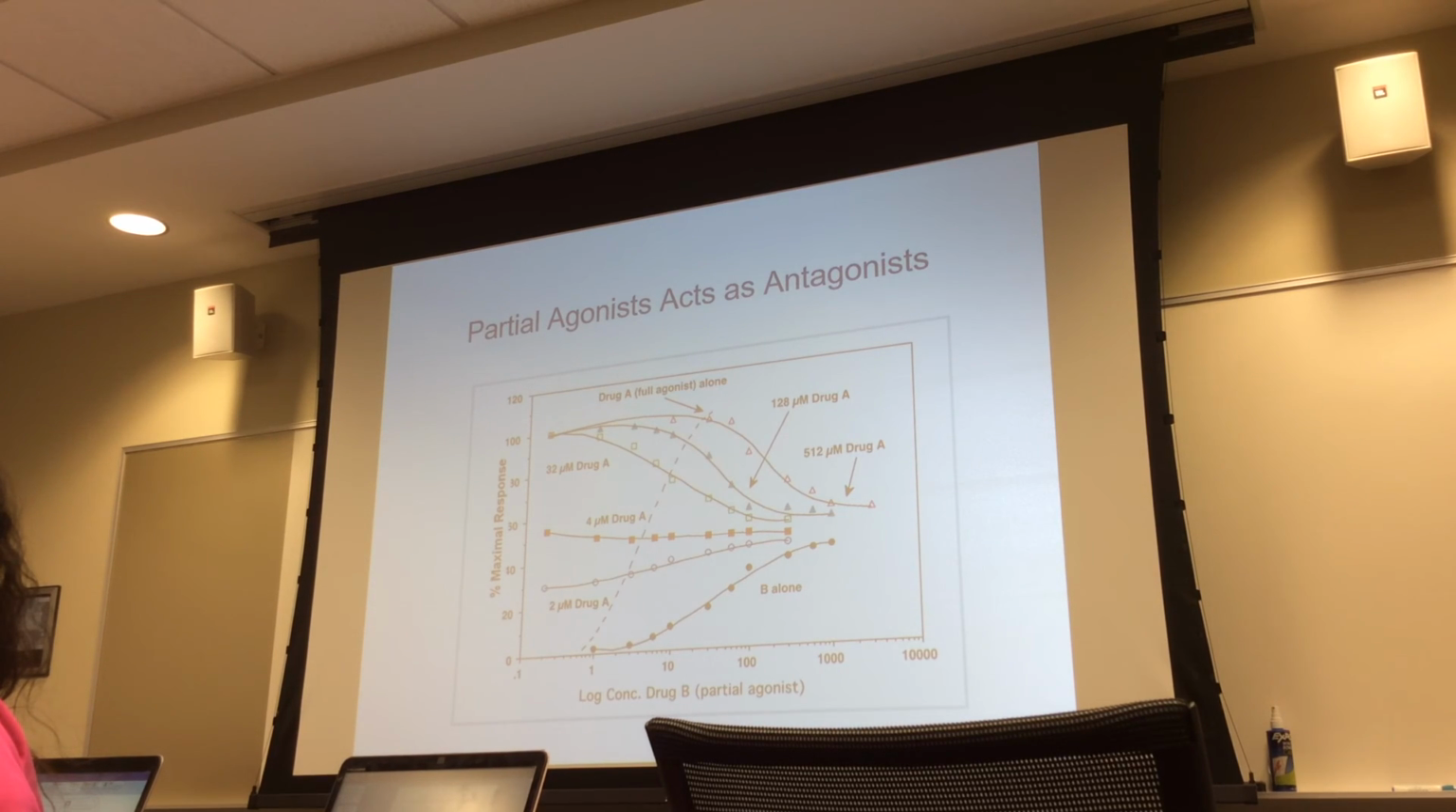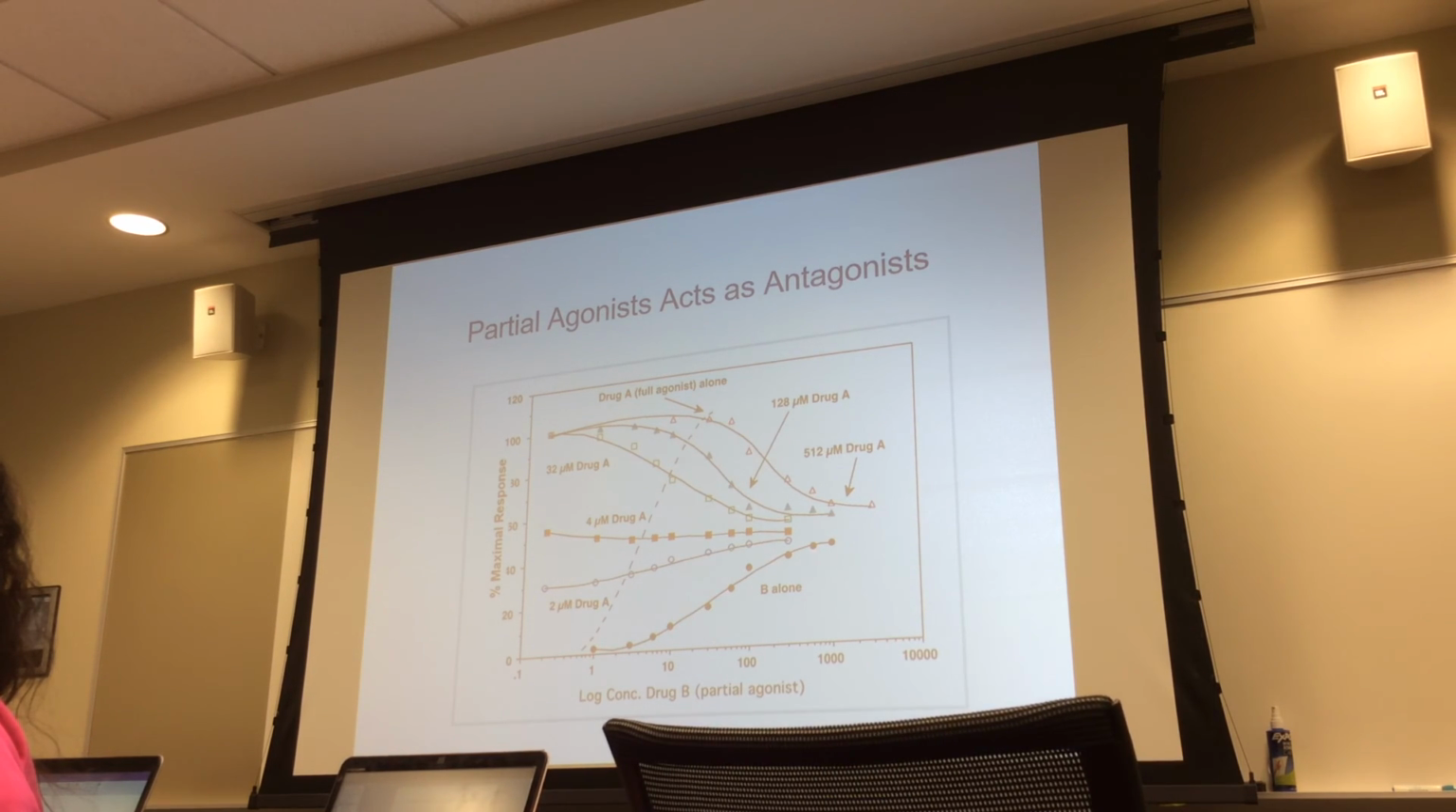So this line is the full agonist, drug A. It activates the receptors and does the action. In the presence of B, which is the partial agonist, it simply does a partial action. So the partial agonist binds to the receptor but doesn't produce full effect, it produces a partial effect. Because if you remember, I said it binds to both the active receptor and the inactive receptor. So there's a limit to how much you can achieve with this drug.